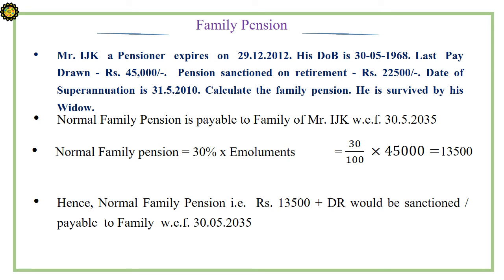Normal family pension is 30% of emoluments and this will be payable to the family of IJK with effect from 30th May 2035. So the normal family pension comes out to be 13,500. Hence normal family pension, that is rupees 13,500 plus dearness relief, would be sanctioned to the family with effect from 30th May 2035.